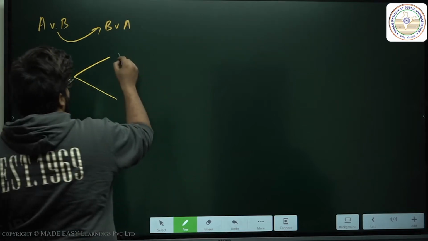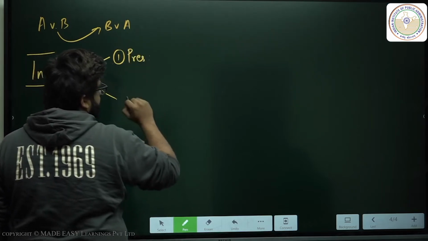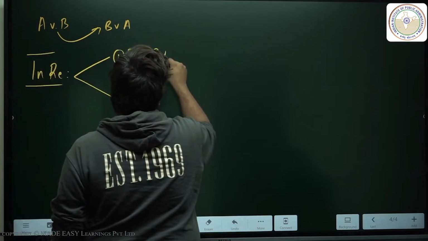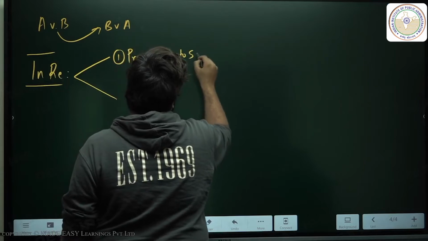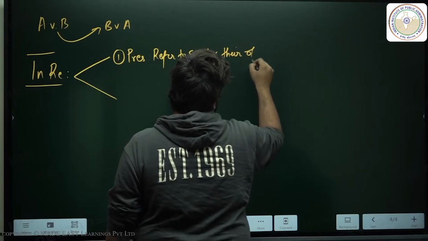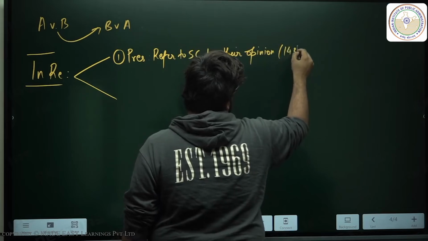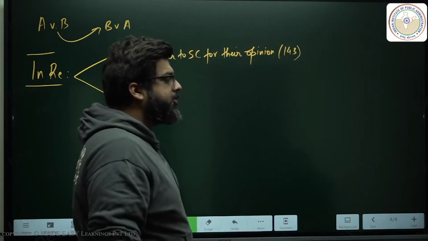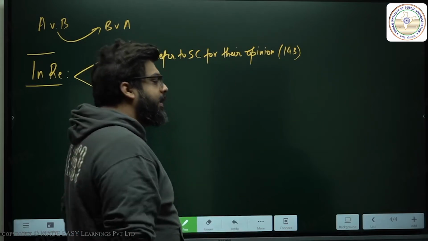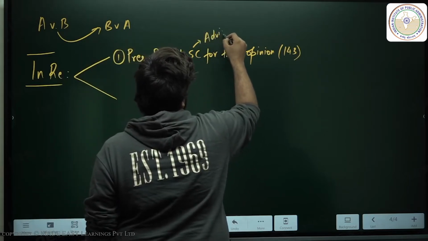But the first instance is the president has the powers to refer a matter to the Supreme Court for their opinion. Okay? This is a power given to the president under Article 143, and this is a power of the Supreme Court also to give a legal opinion. This is not a binding legal opinion, but to give a legal opinion, and this is also called the Supreme Court's advisory jurisdiction.